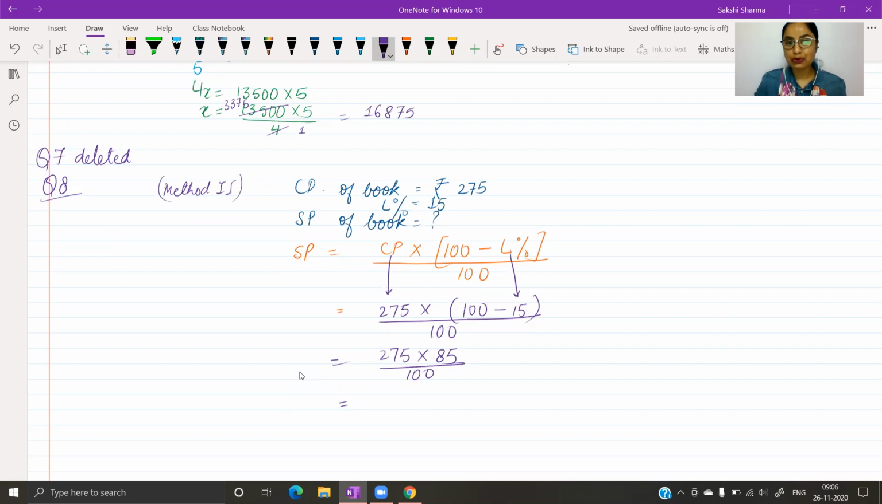For the time being, what I'm going to do is I'm going to multiply my numerators. From the numerators, I get 23,375. In the denominator, I have 100. And then you can just use the 100 to put the decimal back.